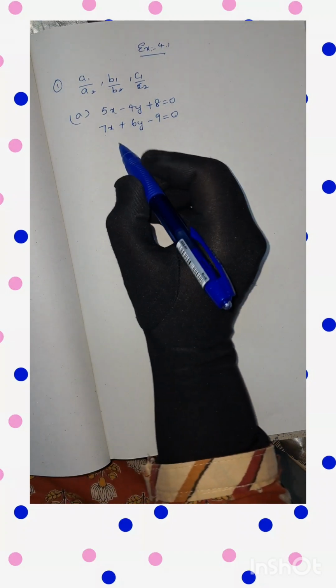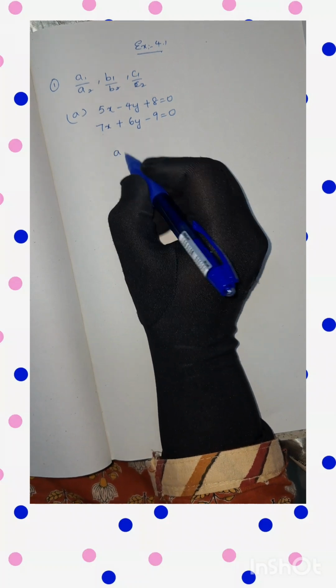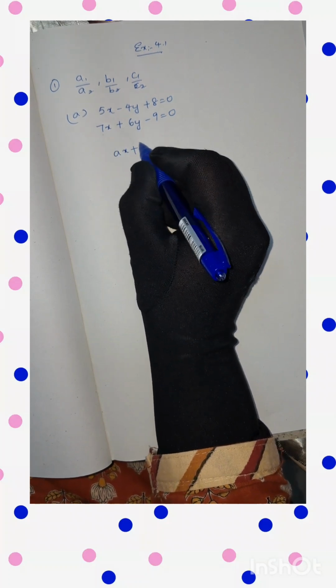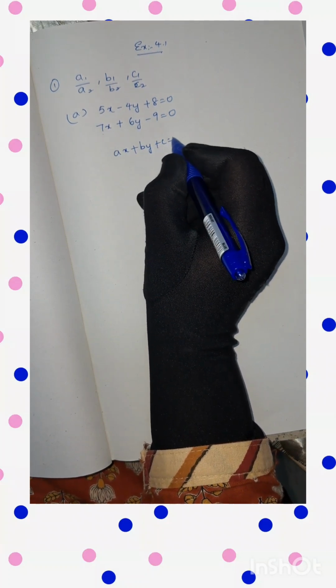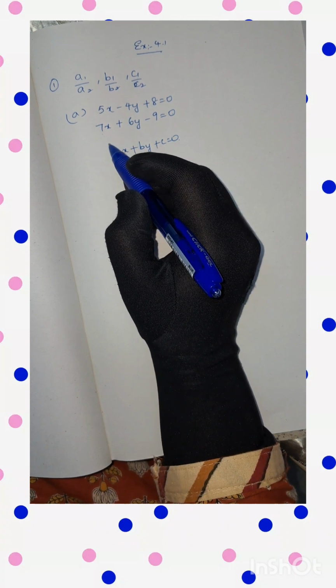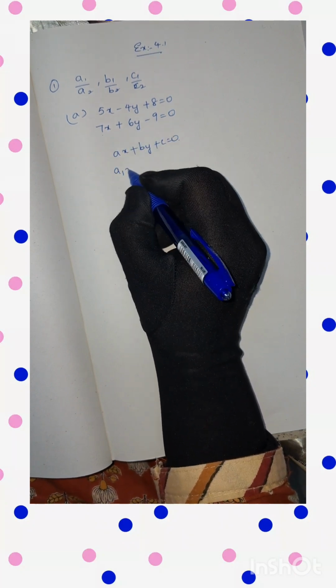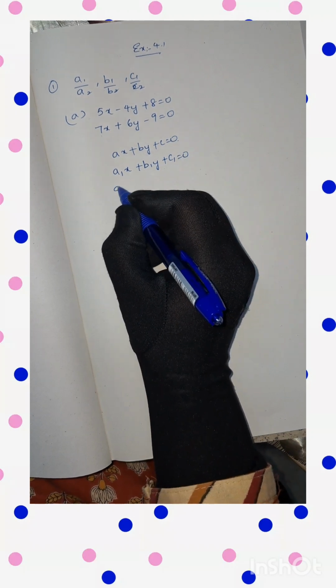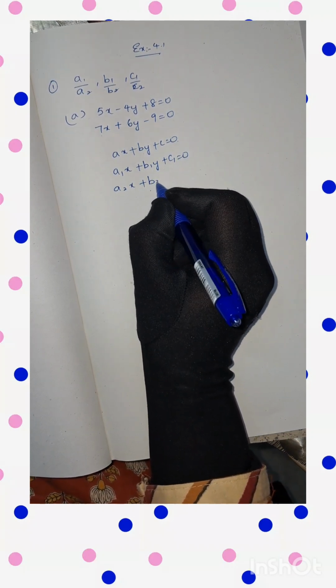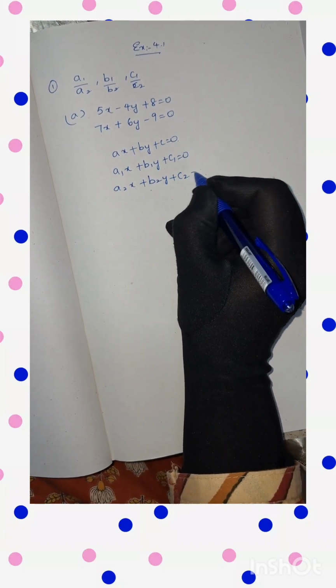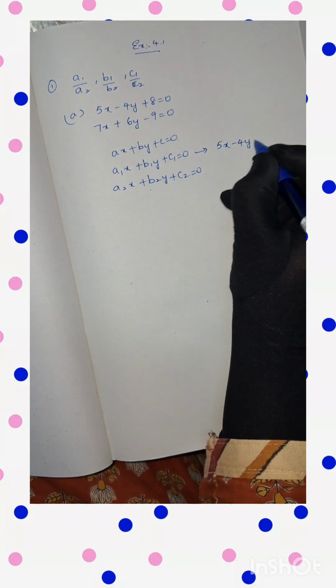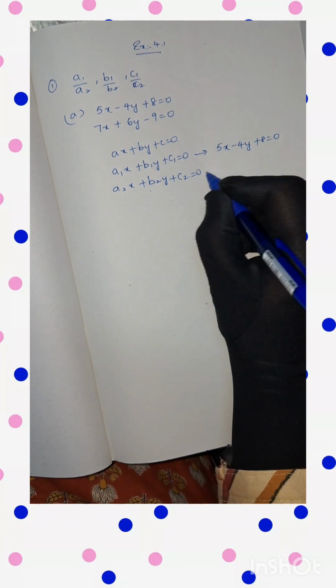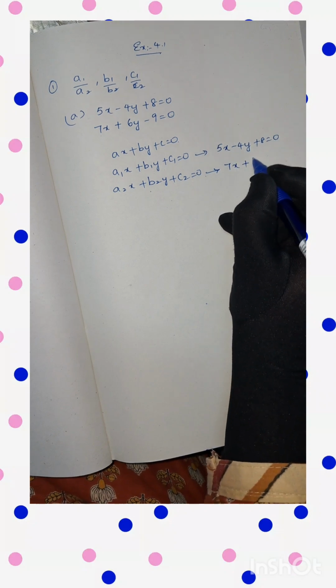Okay, so here what is a1 and a2? Any equation will be of the form ax plus by plus c is equal to 0, right? So if we have two equations, they are in the form a1x plus b1y plus c1 is equal to 0, a2x plus b2y plus c2 is equal to 0. So the first equation of the line is 5x minus 4y plus 8 is equal to 0. The second is 7x plus 6y minus 9 is equal to 0.